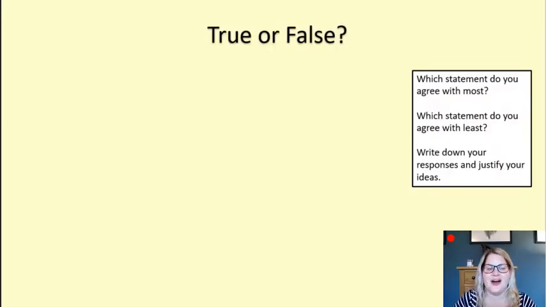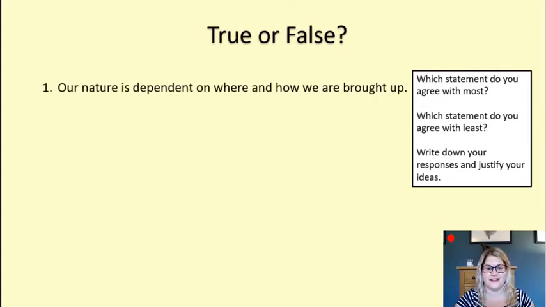Okay, I'm now going to show you a series of statements. What I would like you to do once I've finished reading them is consider which statement you agree with the most, which statement you agree with the least, and I would like you to write down your responses, so the statements, and justify why you have those opinions. So firstly, our nature is dependent on where and how we were brought up.